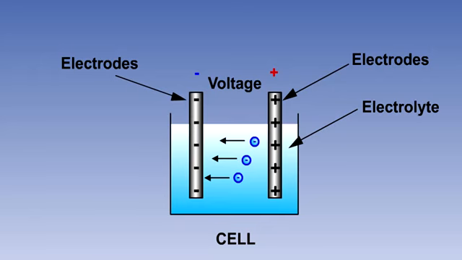The cells of a battery can be split into two types, known as primary cells and secondary cells. In this lesson, we will look at primary cells.